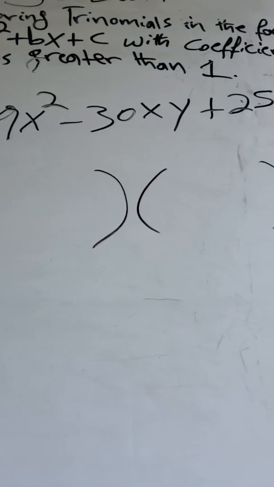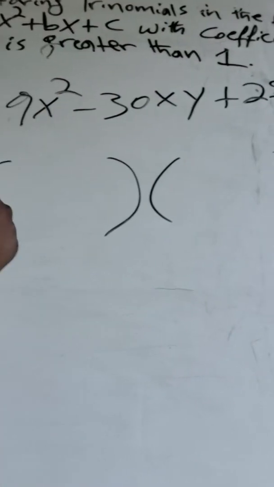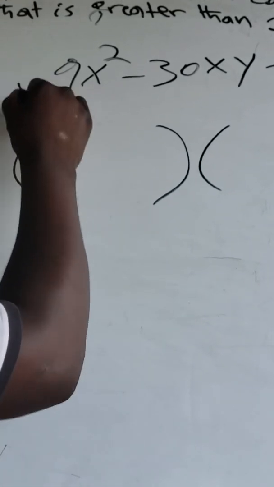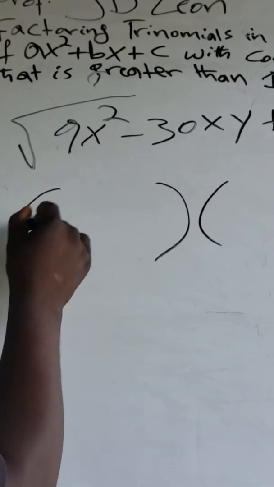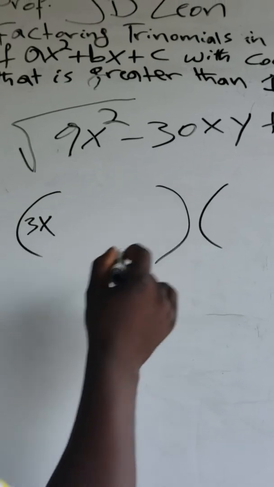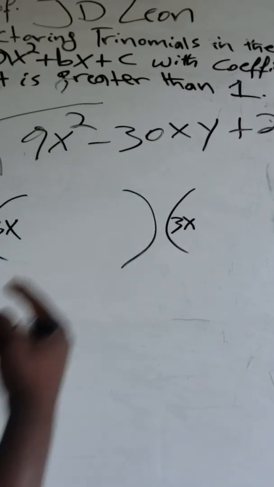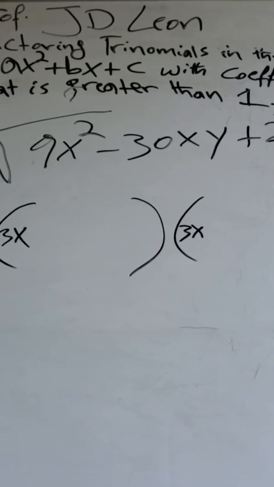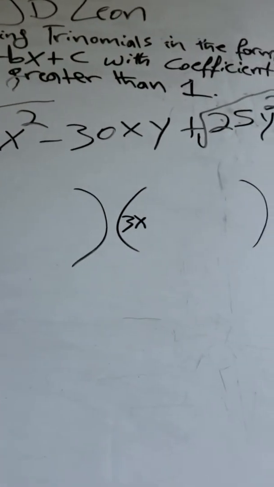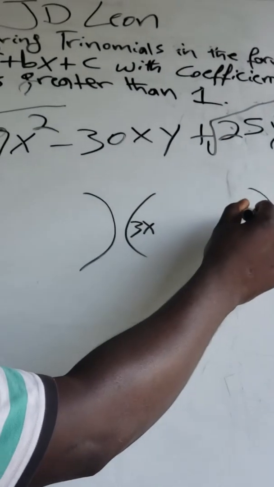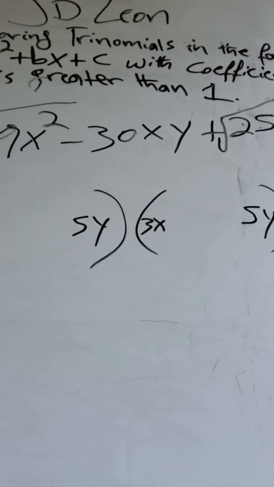So the way to approach this is to technically, in your first parenthesis, put a square root. The square root of 9x squared would be 3x, right, guys? And then you would also put that 3x here. So the square root of the first term, you put it in front of each one. And then the square root of the last term, which is what? 5y, and then 5y. Square root of the first term and square root of the last term.